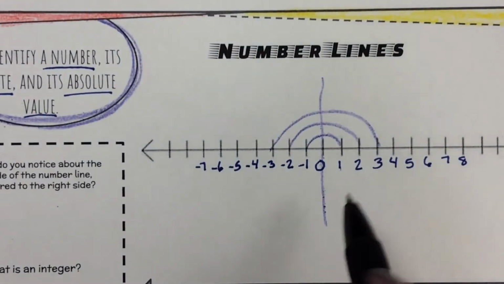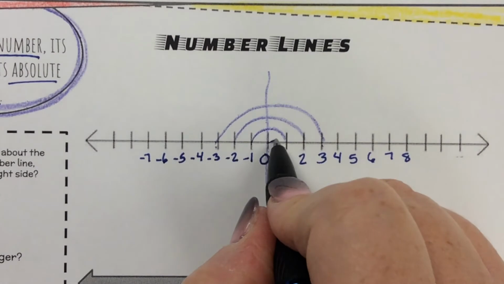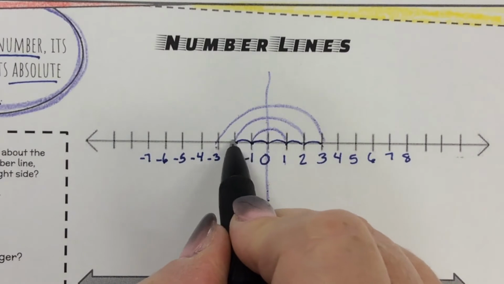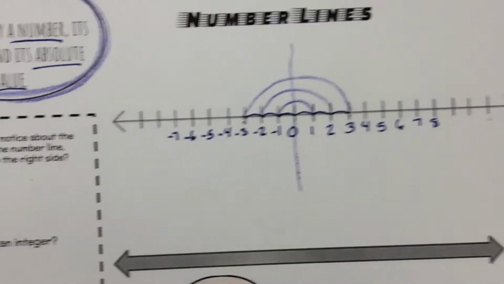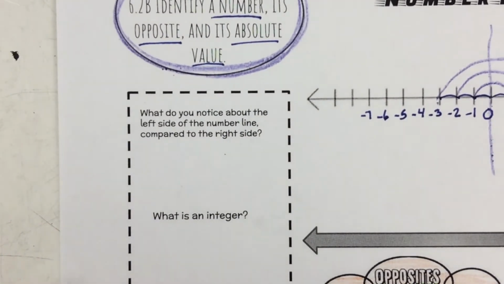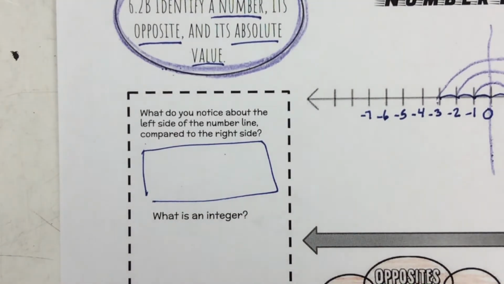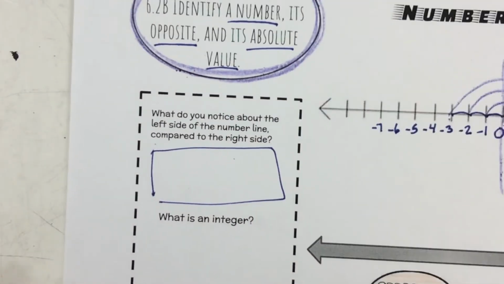So if we go back up here to our example, 3 and -3 are the same distance from 0 because they are 1, 2, 3 spaces that way, and 1, 2, 3 spaces that way. Isn't that really cool? All right, so now I want you to think about, what do you notice about the left side of your number line compared to the right side? Your video is going to pause and give you a chance to answer that. But I want it to be written on your paper and on your screen so that I see the response, okay? What do you notice about the left side compared to the right side?